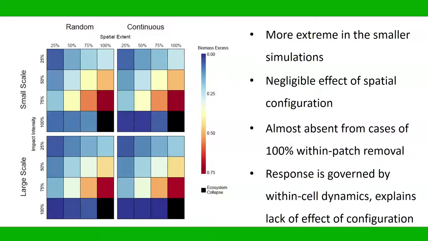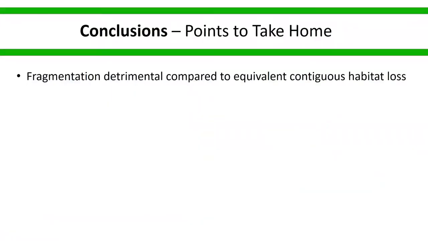That does to some extent explain why there was no effect of spatial configuration, because whatever fundamental mechanism underpinning ecosystem function that's driving this is, it's happening at a very local scale within the grid cell in which we're removing plant biomass. So to finish off with some conclusions, fragmentation is broadly detrimental compared to equivalent contiguous habitat losses. This is something that seems intuitively obvious, but it's actually been quite difficult to prove empirically because it's so difficult to separate habitat loss from habitat fragmentation. We are rarely given opportunities to compare contiguous or fragmented removal or destruction of habitat.